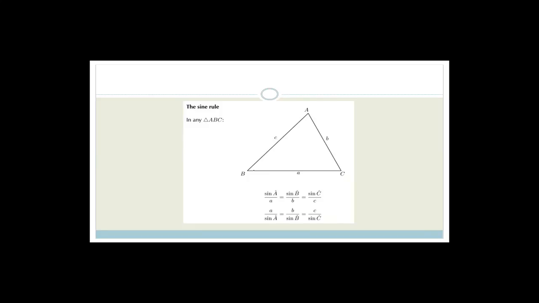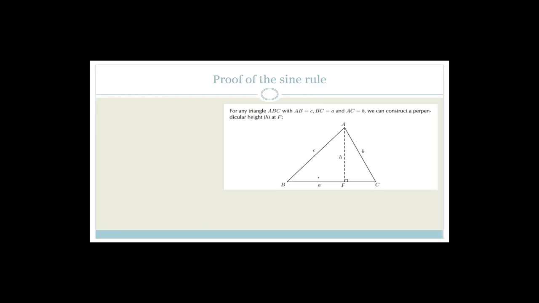So the sine rule is that sine A over the length of A is equal to sine of the angle B over the length of B, which is equal to sine C over the length of C. Or obviously we can reciprocate them. In other words, if we flip it, A over sine A equals B over sine B, which equals C over sine C. Okay, so let's look at proving this.